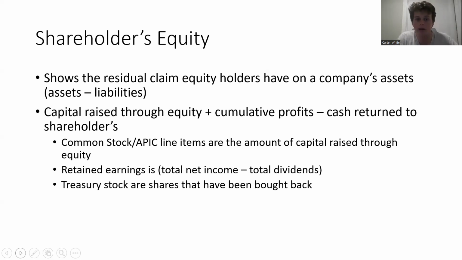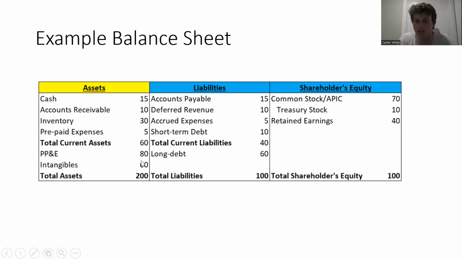So yeah, that's the balance sheet. It's great. This is an example of the balance sheet. You can see how it's balancing. Let's look at their assets. We have our current assets: cash, accounts receivable, inventory, prepaid expenses, and then we have PP&E and intangibles. So our total assets equals $200, and then we have our liabilities. We have some current ones. We have some long-term debt, and our shareholders' equity.